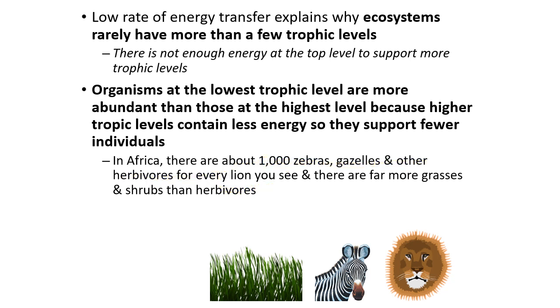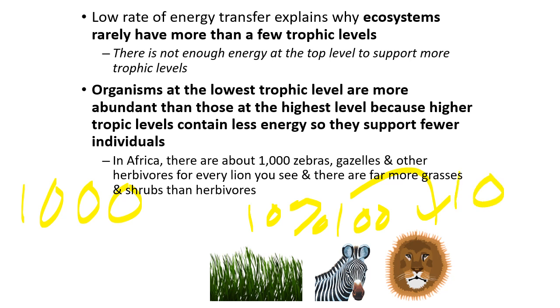So here's the neat thing about this. When we transfer energy, we only transfer 10%. So if we had 1,000 energy, then this zebra is getting 100, and then this lion is only getting 10.